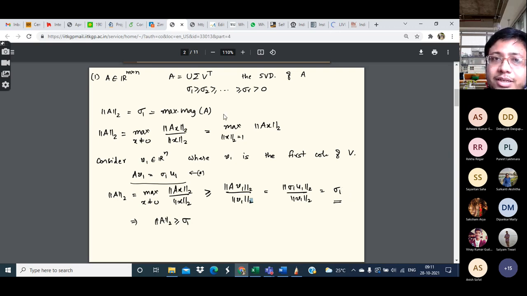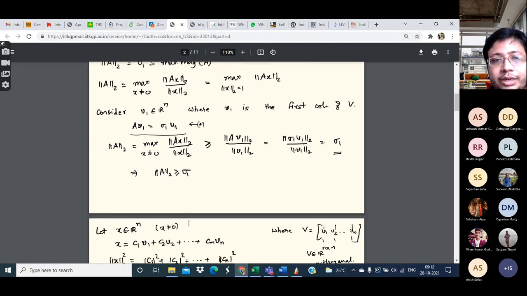What is sigma 1? Sigma 1 is the first singular value of A. So from this, what follows is that the 2 norm of the matrix is greater than or equal to the first singular value, or the largest singular value, which is sigma 1. Okay, so this is the first relation. Remember this relation, which is just saying that the 2 norm, or the operator norm, of the matrix is greater than or equal to its first singular value.